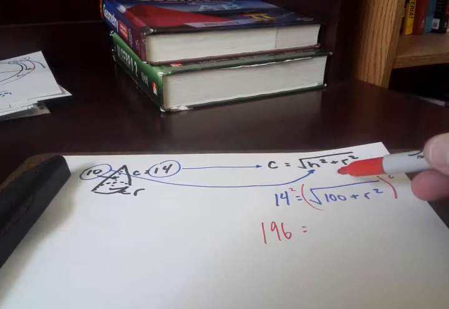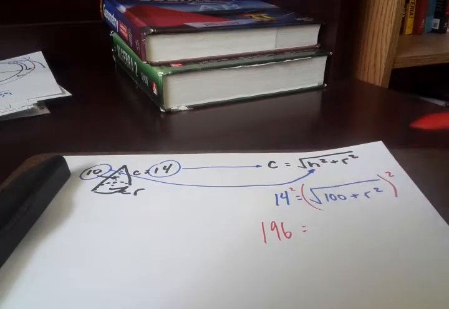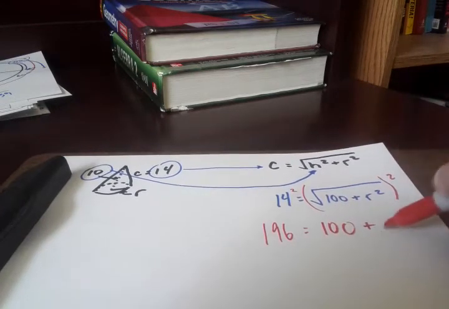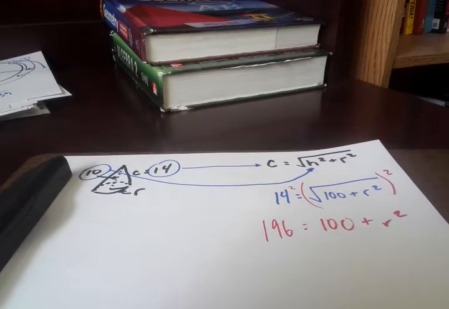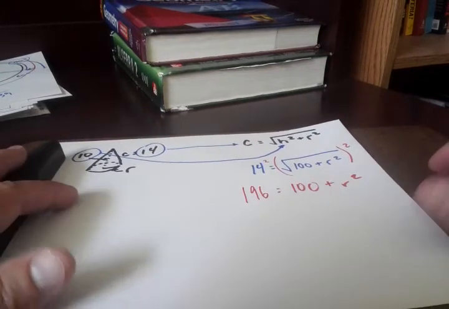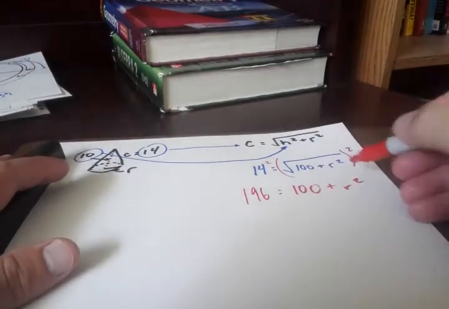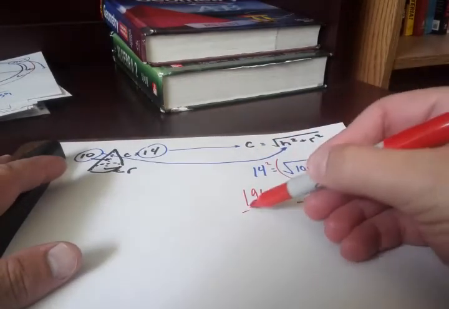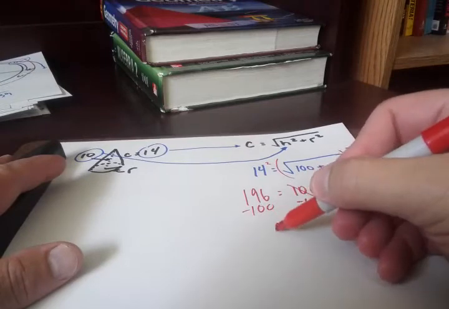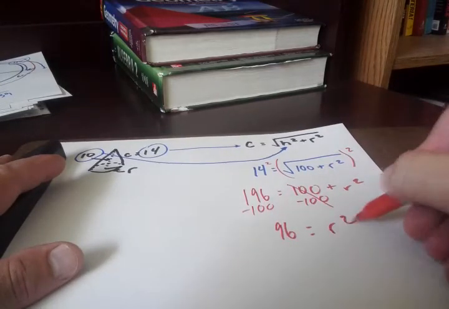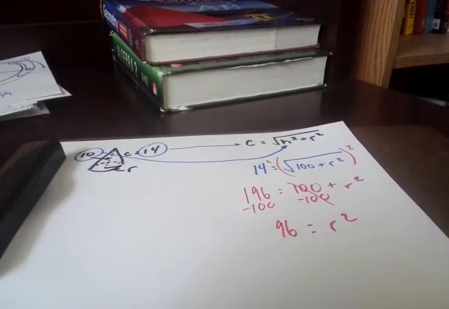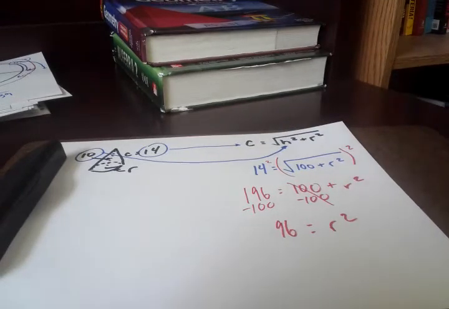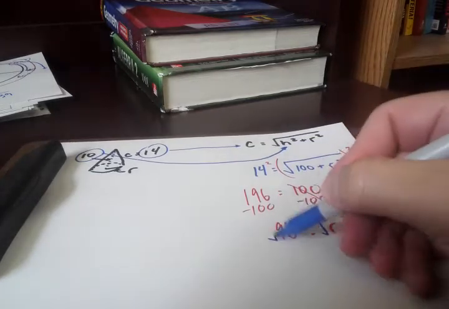And when we square this, the symbol cancels. So we're just left with 100 plus R squared. I know it seems simple, but it kind of is. From here, we just subtract our 100. And this gives us 96 equals R squared. So how do we get rid of the square on the R? Because we don't want R squared. The question asks, what is the radius? What's regular R? Well, let's square root it.